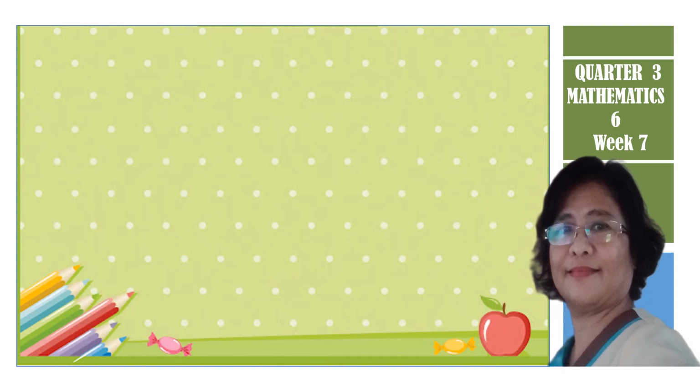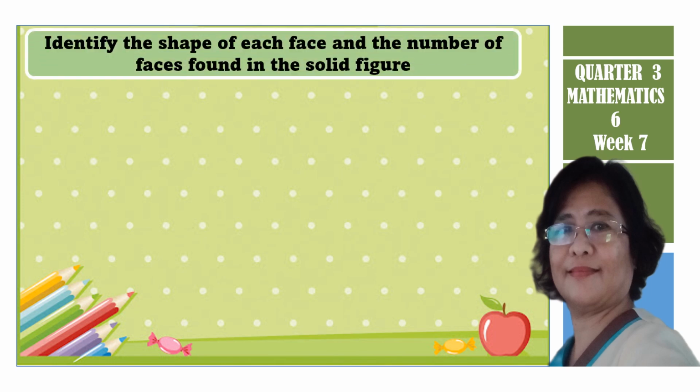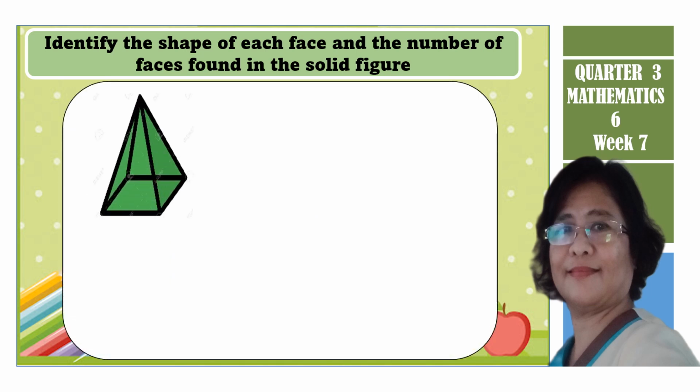This time, let us identify the shapes of the faces and the number of faces found in the solid figure. Let us begin with the pyramid. What shape is found in the pyramid? Correct. There are two shapes found in the pyramid, the triangle and the square. How many faces does the pyramid have? Very good. There are 5 faces, a square and 4 triangles.